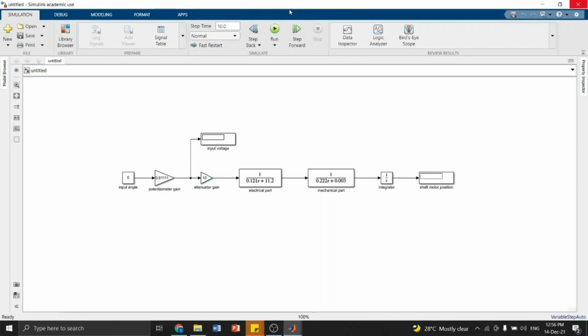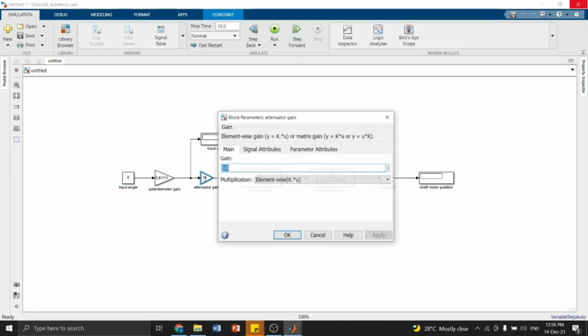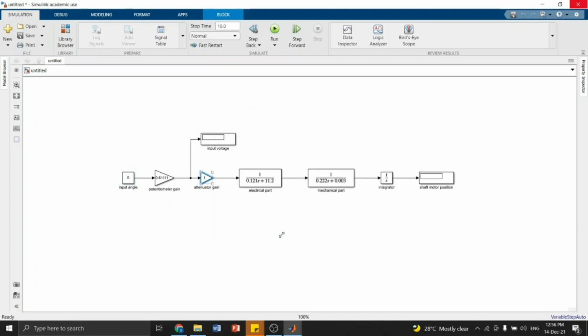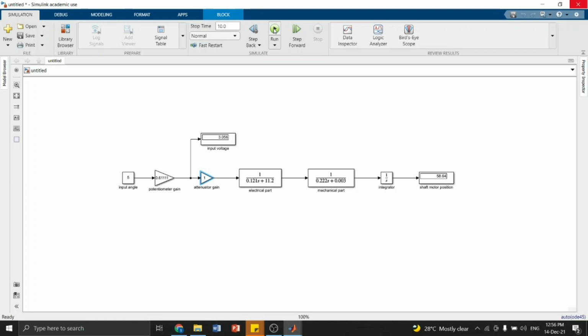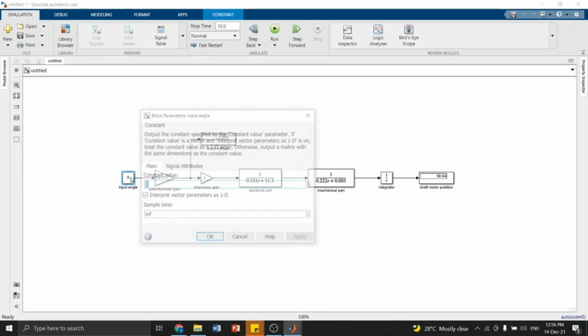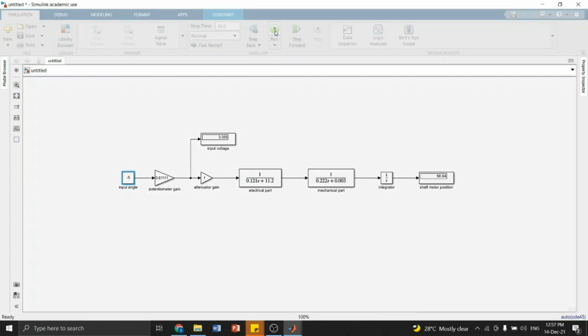Now, I will set the input angle and the attenuator gain according to table 3.2. So first, I will set the input angle 5 for the clockwise direction and the attenuator gain is 1. Now, I set the input angle to negative 5 for the anti-clockwise direction and the gain is still the same, which is 1.